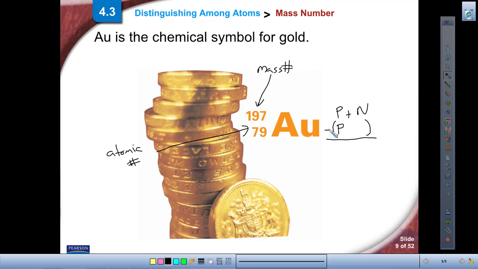Well, P minus P is 0. So if I subtract these two, I get N. I get the number of neutrons. So if I want to find the number of neutrons in an atom, all I have to do is subtract the mass number minus the atomic number.